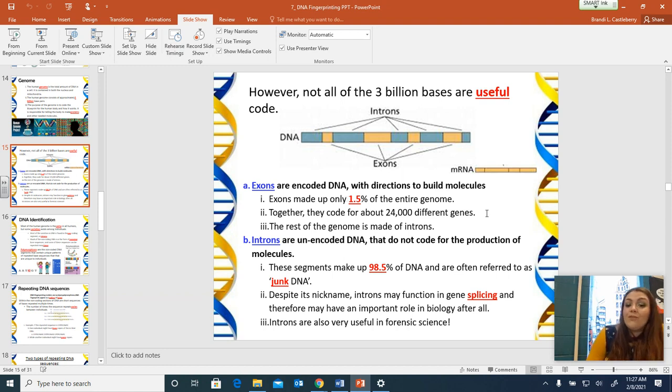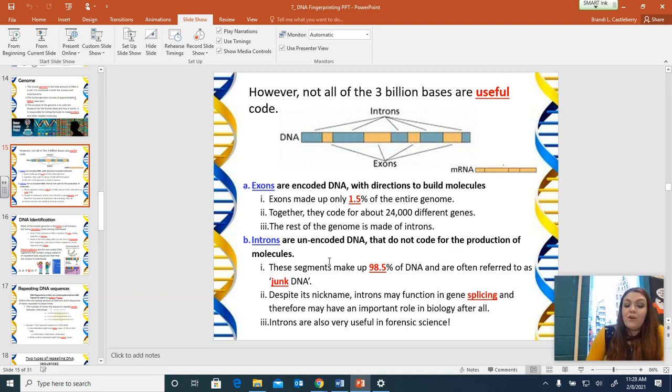Exons make up only about 1.5% of the entire genome. Together, they code for about 24,000 different genes. Obviously, we don't have all 24,000, that's just the possibilities that we could all get. The rest of the genome is made of introns. So introns are unencoded DNA that do not code for the production of a molecule.